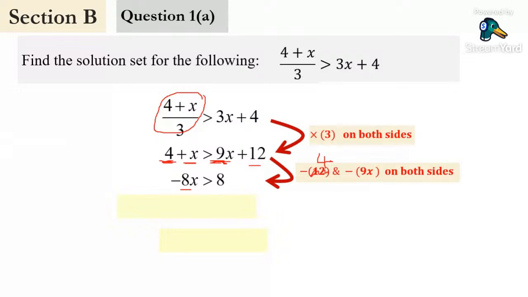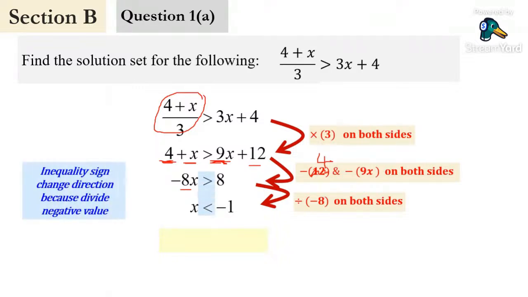Then what I want for my answer is something to do with x, not minus 8x. So the next thing I want to do is divide negative 8 on both sides. And watch out, when you divide by a negative number, the inequality sign changes direction. Whenever you multiply or divide by negative numbers, the inequality sign changes direction. Watch out, this is the thing that you need to be aware of. Sampai sini, kalau you SPM student, jawapan sampai sini habis.